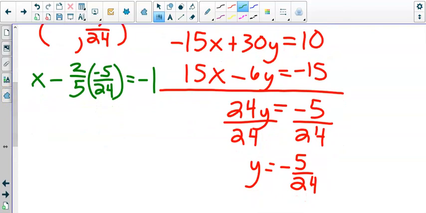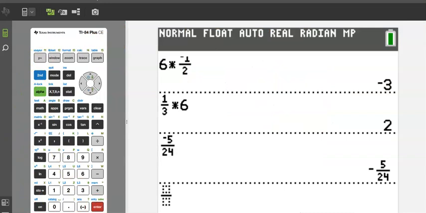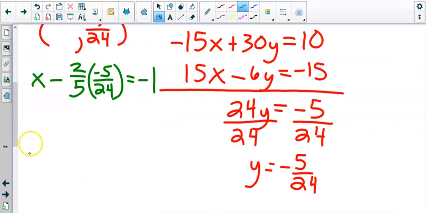So this is where we're going to go to our calculator, and we're going to let it actually do the multiplication between these two. So we'll go to our calculator, alpha y equals negative 2/5, because it's a minus in front of that, which makes that number negative. And we're going to multiply that by our second fraction, which is negative 5 over 24. And what do we get? 1 over 12. So now we know that we have x plus 1 over 12 equal to negative 1.